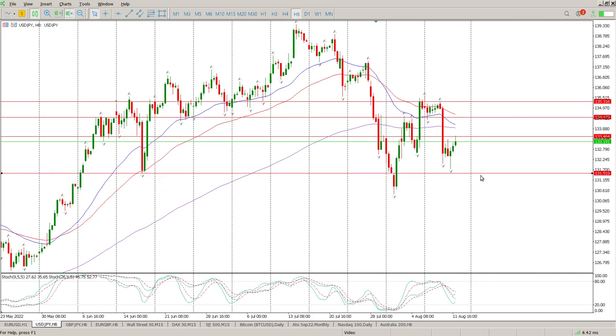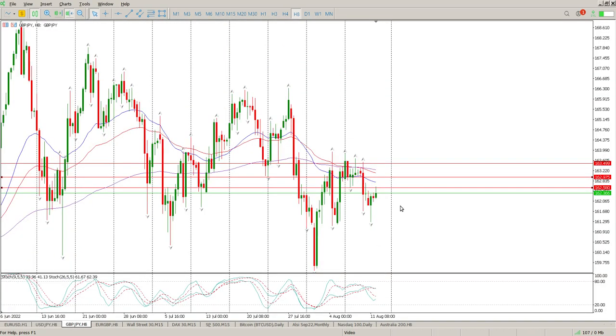So target-wise, this is what you'll be looking for. Either the tail from earlier in the week, and that is 131.744, or alternatively looking at 131.519. So that would be your downside targets.